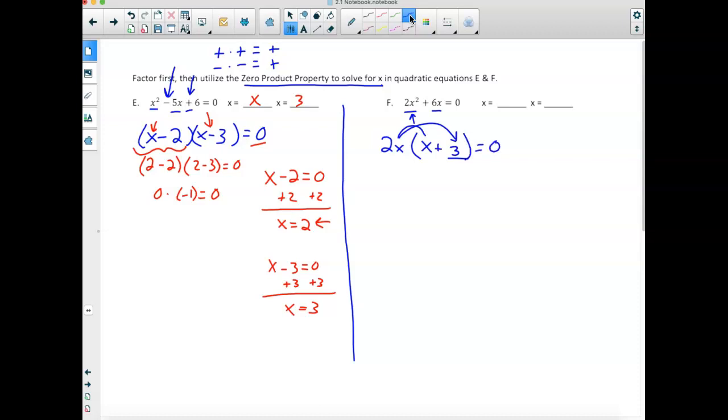I'm factored. I have one factor here, I have one factor here. After factoring, I'm going to set each factor equal to 0. I'm going to use my zero product property to find one solution, 0. And I'm going to take my other factor, set it equal to 0, and I find x equals negative 3, so my other solution is negative 3. That's what the zero product property is.